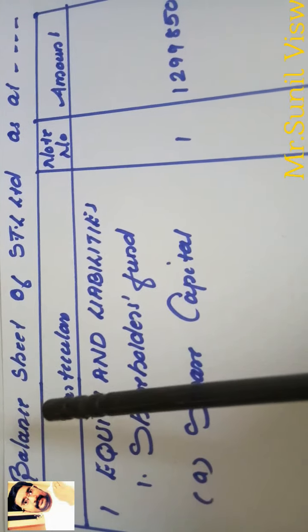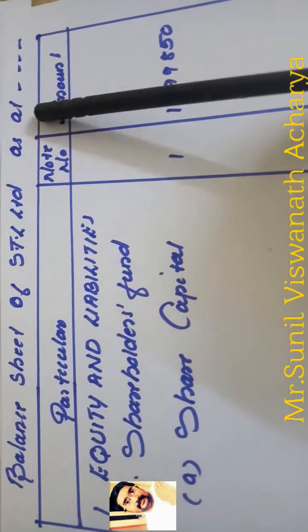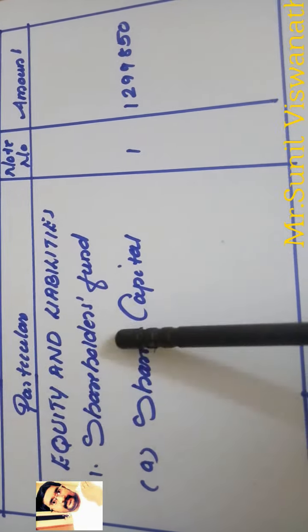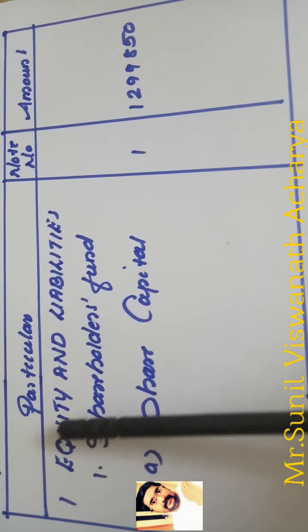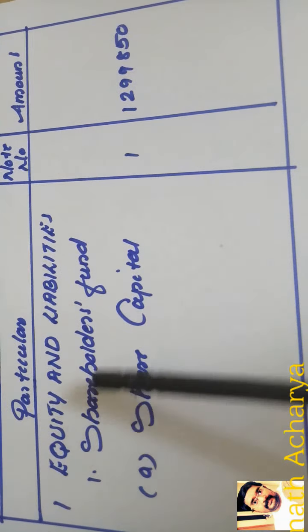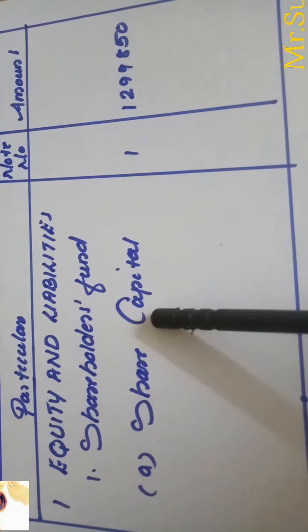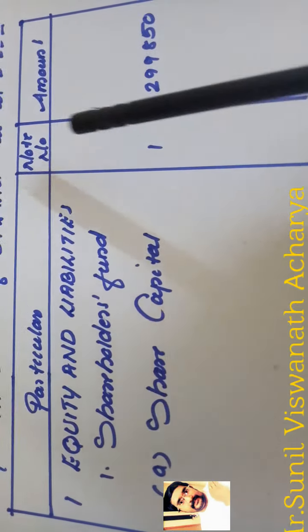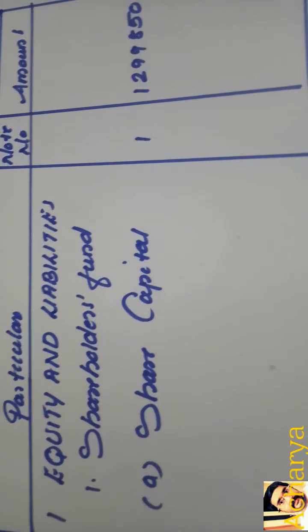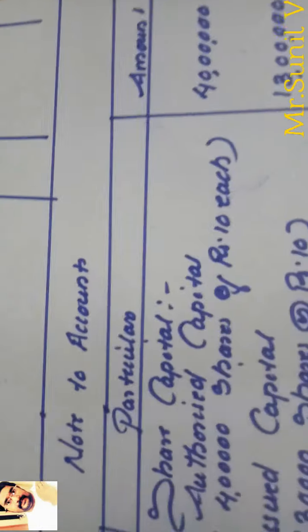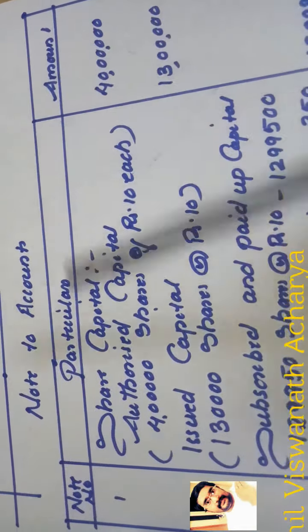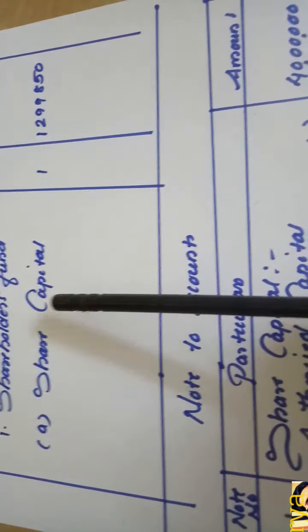So we have to draw the balance sheet of STL Limited. Date is not given. Heading format we know: particulars, note number, amount. So share capital only we have to show. It will come on the liability side, equity and liabilities, under the heading shareholders' funds. Subheading we will write share capital. This amount we have to show in note number 1. How will we calculate the amount? That we have to show in the notes to accounts. So note number, particulars, amount. Here share capital only we have to disclose.